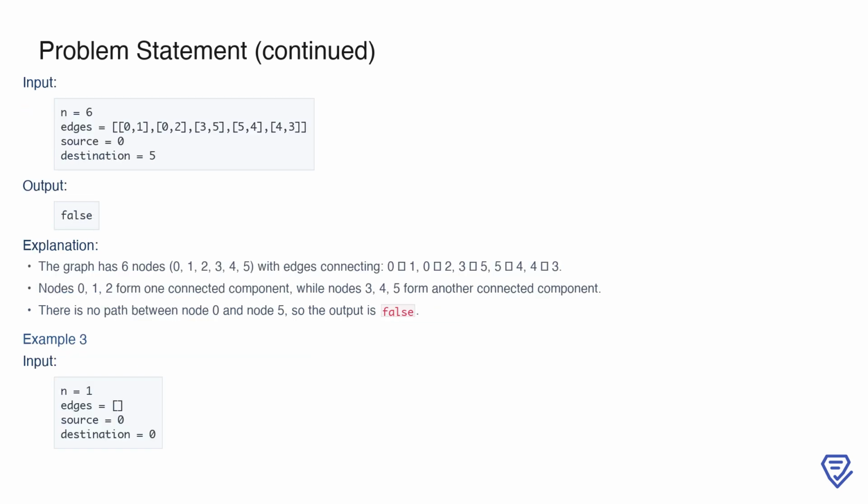Now, consider another example where the graph has 6 nodes and edges as [0,1], [0,2], [3,5], [5,4], [4,3]. The source node is 0, and the destination node is 5. Here, the graph can be divided into two disconnected components, one consisting of nodes 0, 1, and 2, and the other consisting of nodes 3, 4, and 5. Since there are no edges connecting these two components, it is impossible to traverse from node 0 to node 5. As a result, the output in this case is false because no valid path exists between the source and destination nodes.